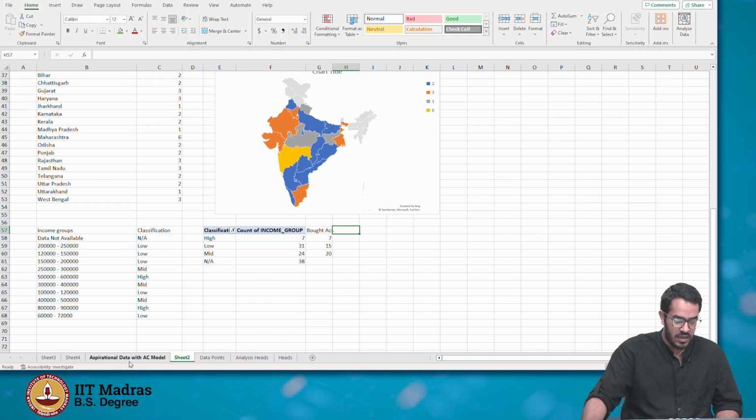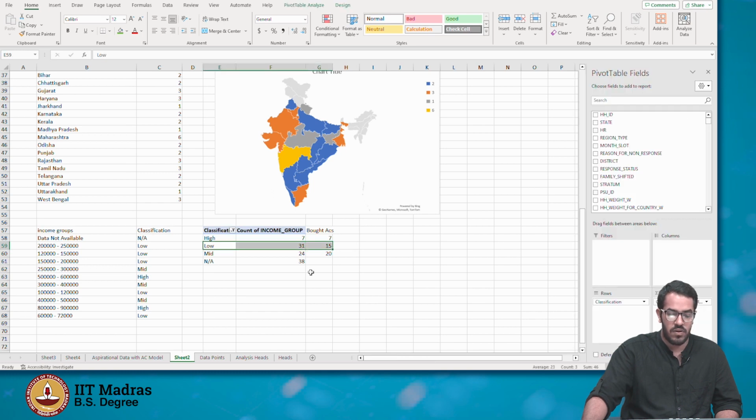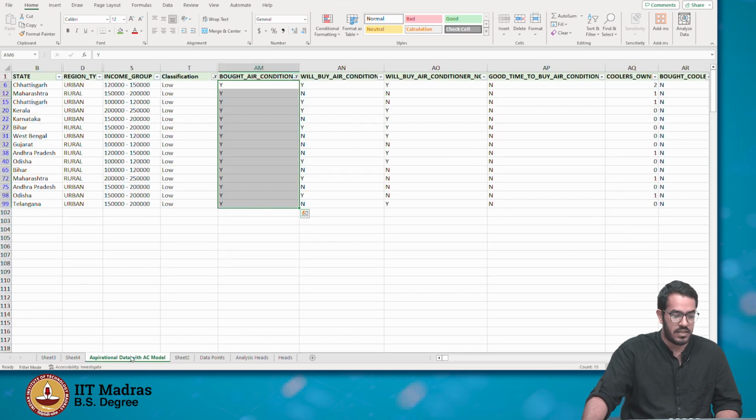Now let us see why people with low income are also already having an AC. Is it something that is required in their state? Is it getting too hot there? Is it too moist there? It is something that we'll need to see.